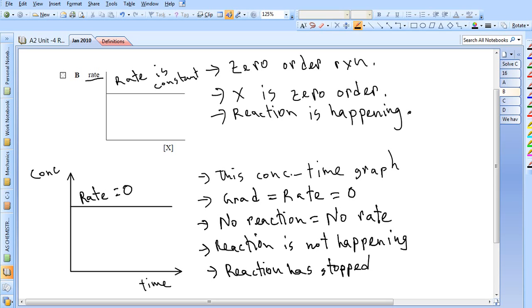So everything is done about option B. I hope that you have understood. Where is my pen? There is my pen.